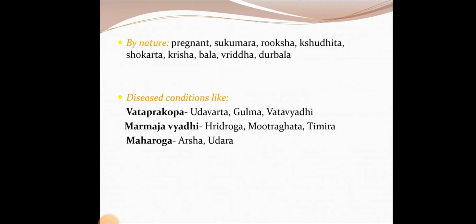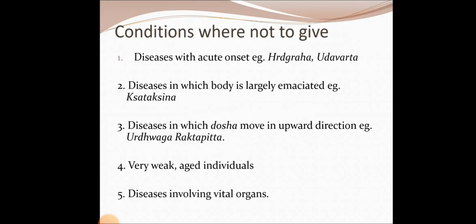Next slide, please. That is, by nature itself, pregnant women, Sukumara persons, Ruksha Purushas, Kshutida, Shokarta, Krisha, Bala, Vritta, Durbala, these are contraindicated by nature itself. Some disease conditions are in Vata Prakopa, that is Udavarta, Gulma, Vata Vyadhi. Also in Marmaja Vyadhi, like Hridroga, Mutrakhada, Timira, and Maharoga like Arsha, Udara, etc. This vamana is contraindicated.